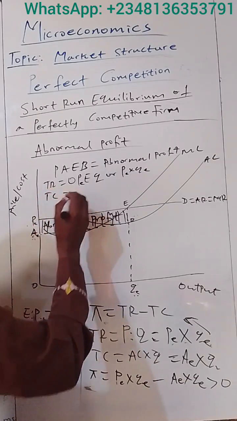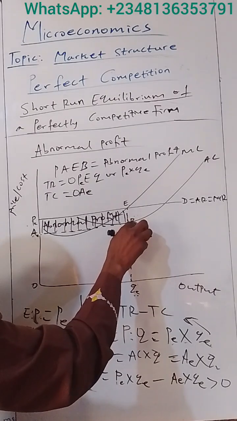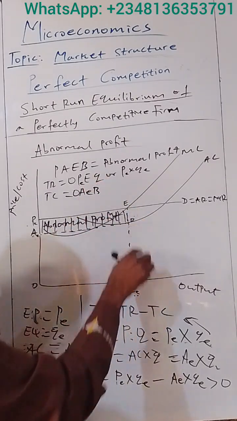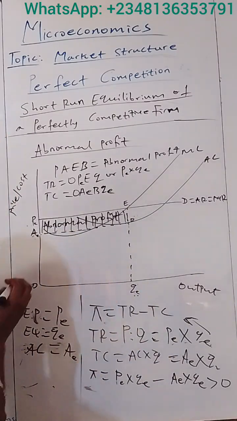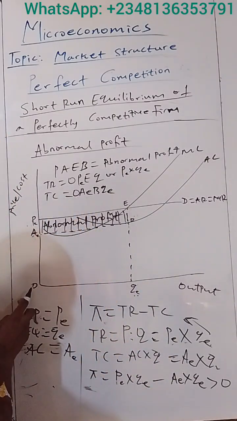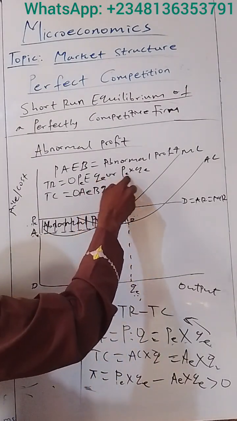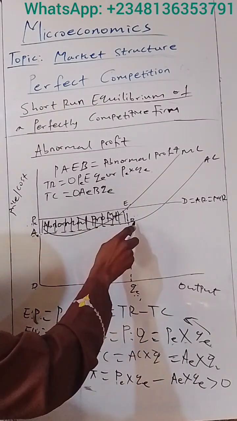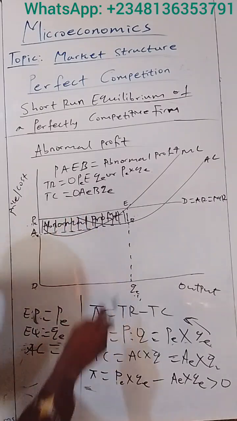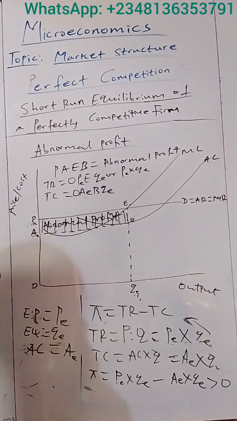And total cost is equal to OAEBQE. That is total cost. So this rectangular area OPEEQE represents the total revenue, whereas the rectangular area OAEBQE represents the total cost. The difference between the two, which is the shaded portion here, represents the abnormal profit of the firm.